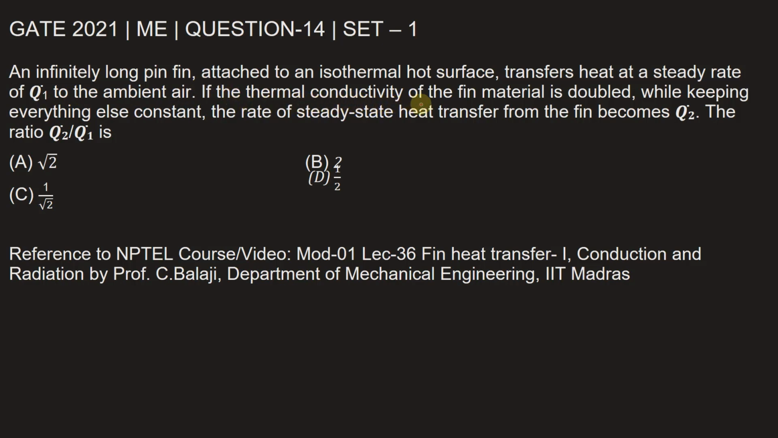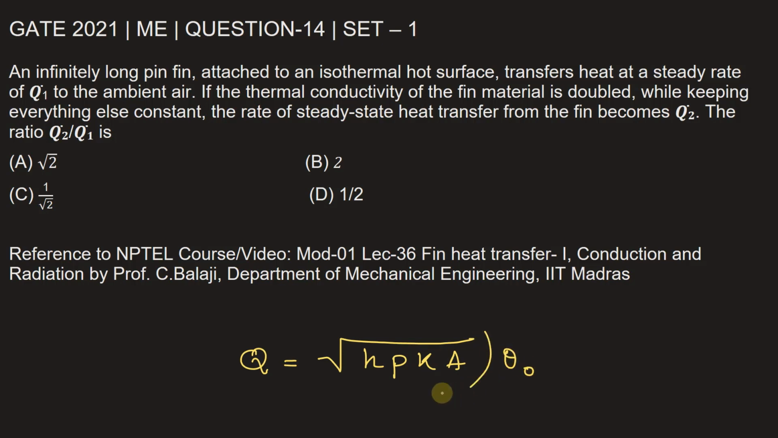If the thermal conductivity of the fin material is doubled while keeping everything else constant, the rate of steady state heat transfer from the fin becomes Q2. The ratio of Q2 by Q1 is? The rate of heat loss by a long fin is given by Q equal to square root of h P k A into theta naught.